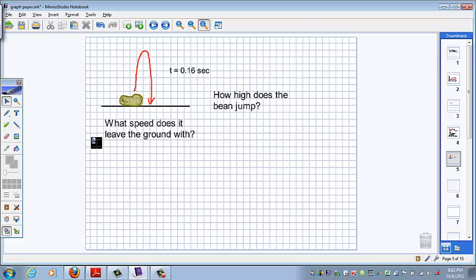Okay, this next question connects to 6 questions on the test. It's not identical, but similar. We have a jumping bean, and I think there's some little weevils that live inside of them, and as they wiggle around, the bean jumps up in the air. But let's say that the bean goes in the air for 0.16 seconds, so a little bit more than 1/10 of a second.